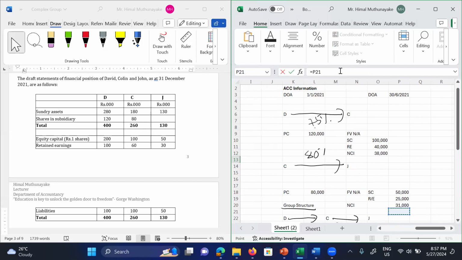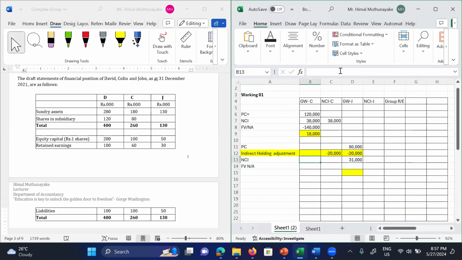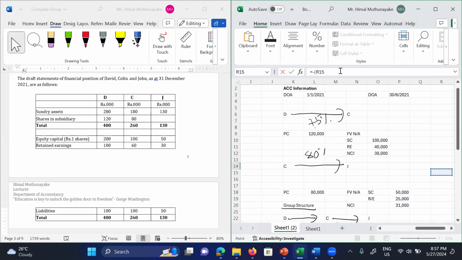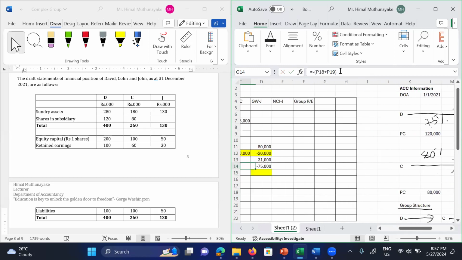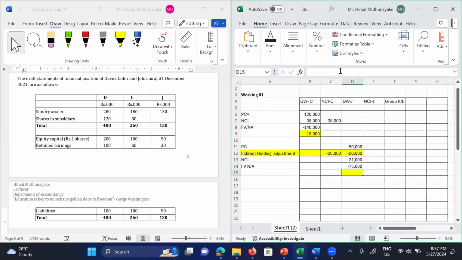So the NCI balance is given, 31,000, and the fair value of net assets 50,000 plus 25,000, right? So the goodwill of company J is 16,000, and the NCI you also need to write here. All that, right?